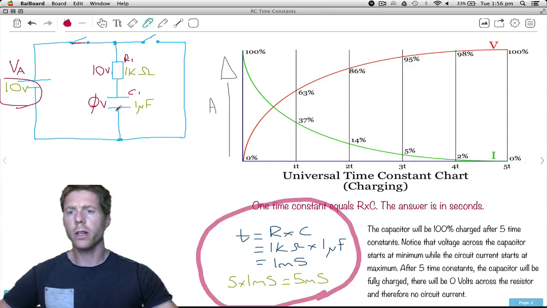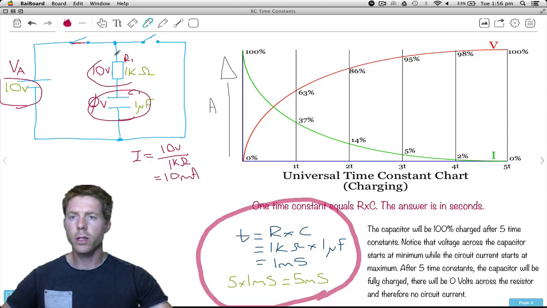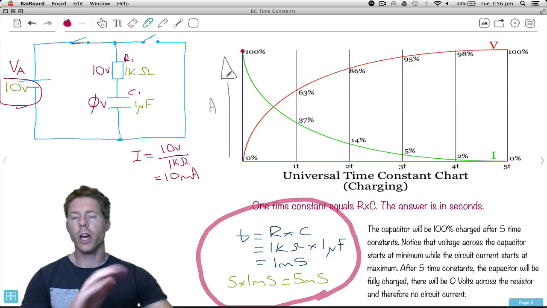Let's work out the current in that case. So current equals 10 volts, which is the voltage across the resistor, divided by the resistance. That is 10 milliamps. So when we first press that button, because there's 0 volts across there, this gets the full 10. Therefore, the current is going to be way up here at 10 milliamps. So that's 100% of what the current could ever possibly be.